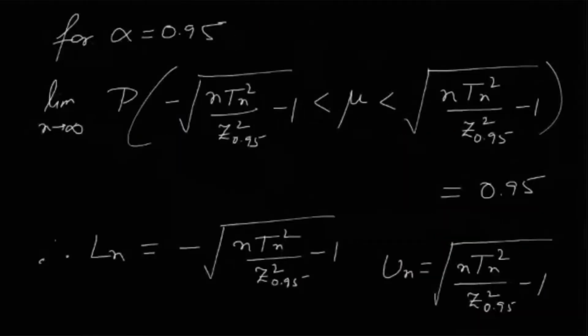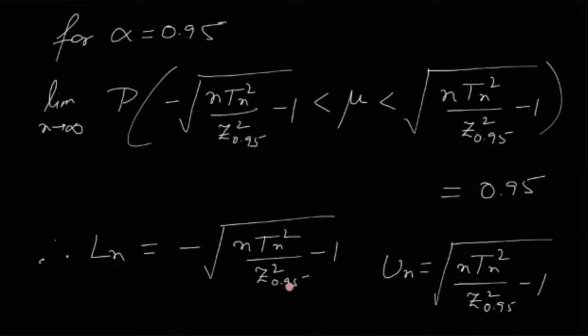Therefore, for alpha equals 0.95, we put alpha equals 0.95, and we have this entire probability equal to 0.95. That means Ln is nothing but minus root over n Tn square by z 0.95 square minus 1, and Un is the positive version of this. This is the Ln and this is the Un. These are the random quantities that we needed to find. So probability of mu lying between these random quantities is 0.95, and these are based on Tn, right?